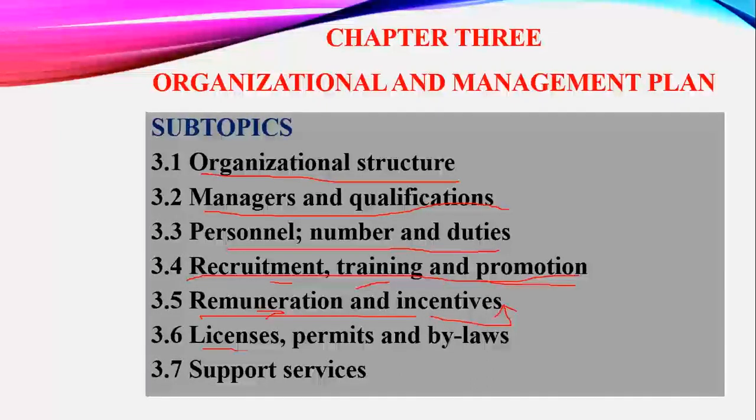Then the 3.6, licenses, permits, and bylaws. What license do you need to operate? There is no business that operates without a license, right? If it is in hospitality, for example, you need a business permit. That is one. You need to get documentation from the fire section because you're cooking, you're using fire in that particular place, right? You also need something from the food and poisons board or something. Those are some of that. Bylaws, what are the rules? What are the conducts that will be guiding your people at the place of work?